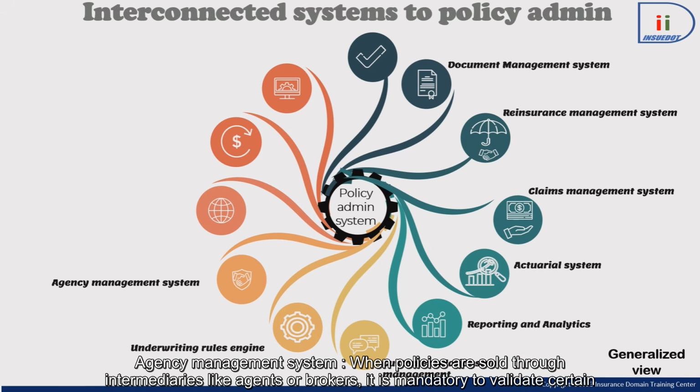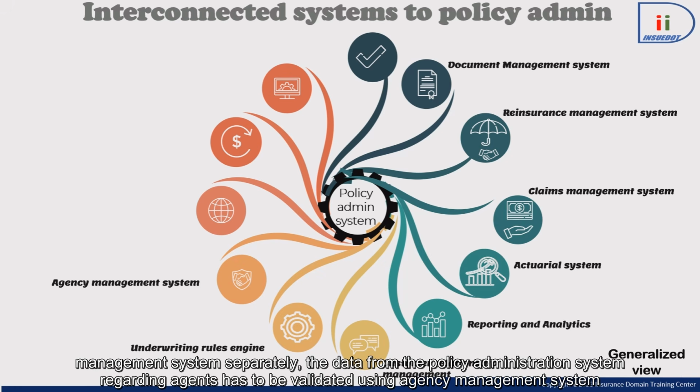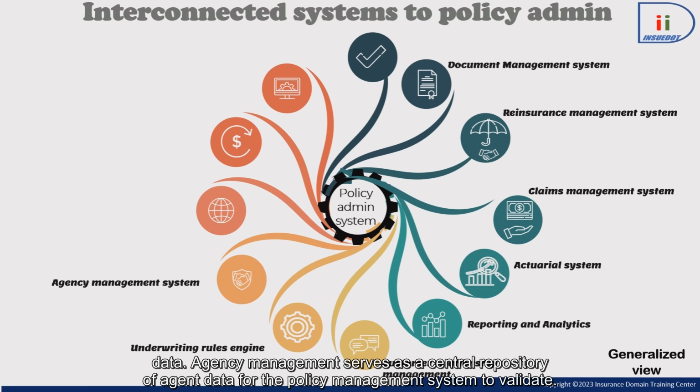Agency management system. When policies are sold through intermediaries like agents or brokers, it is mandatory to validate certain data like the agency license, expiration date, and authorized products for agents to sell. If the carrier has an agency management system separately, the data from the policy administration system regarding agents has to be validated using agency management system data. Agency management serves as a central repository of agent data for the policy management system to validate.